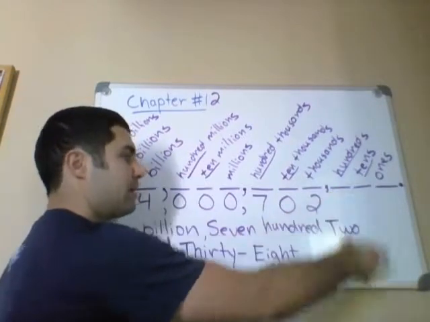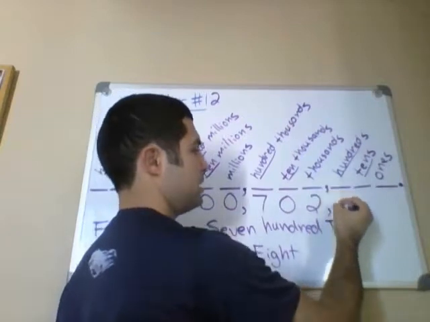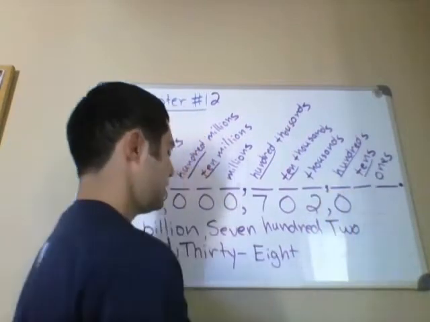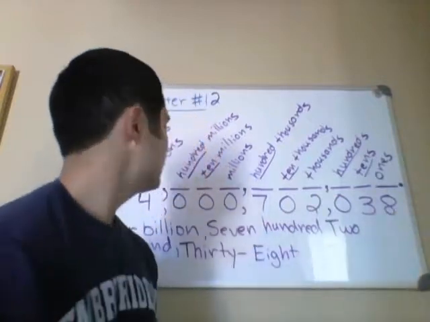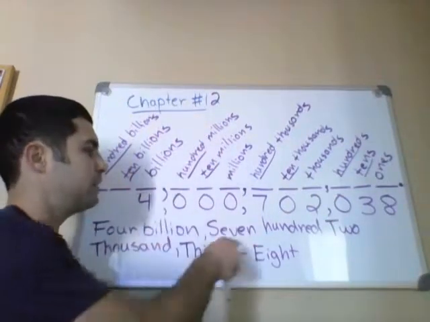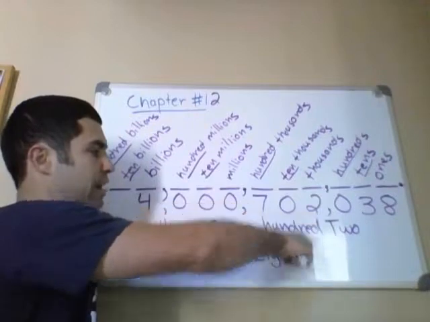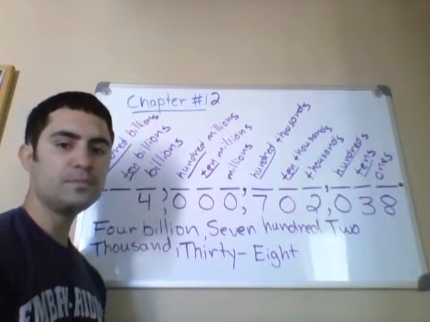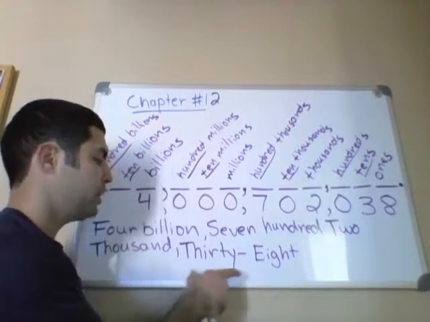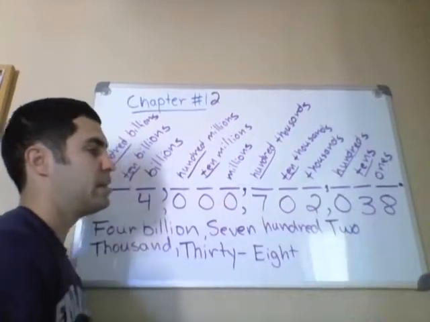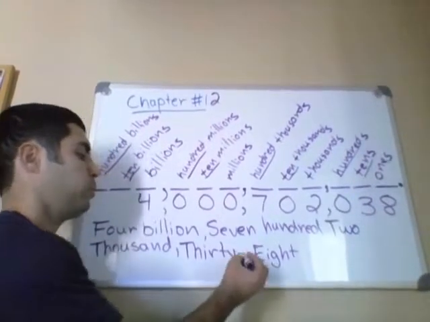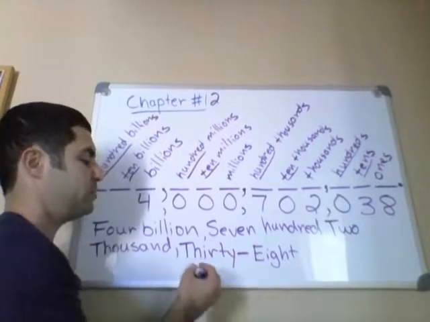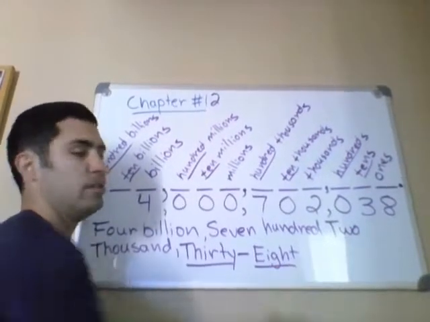38 doesn't say anything about hundreds, so we're going to put a 0 in the hundred spot, and then we're just going to put 38. Okay, so this is 4,702,038. Notice compound numbers like that, 38, 27, 45, we're going to use a hyphen in between these two.